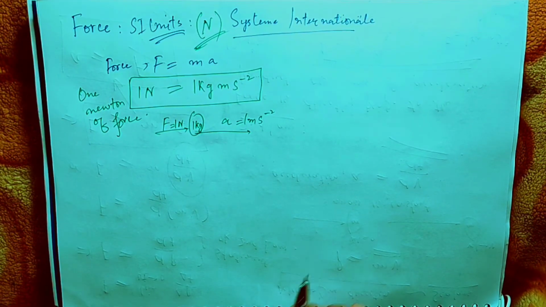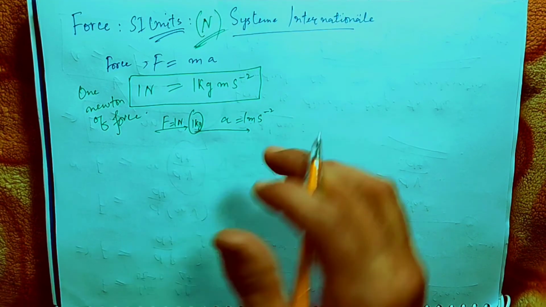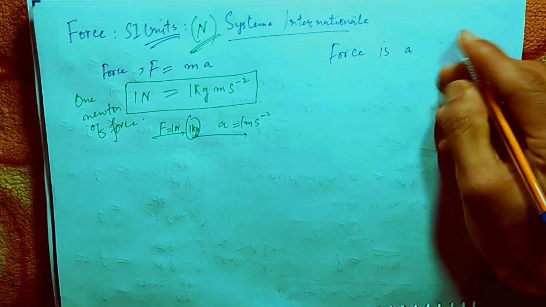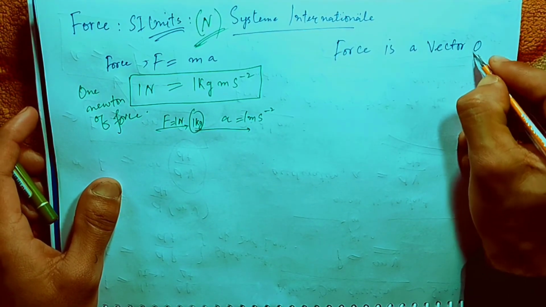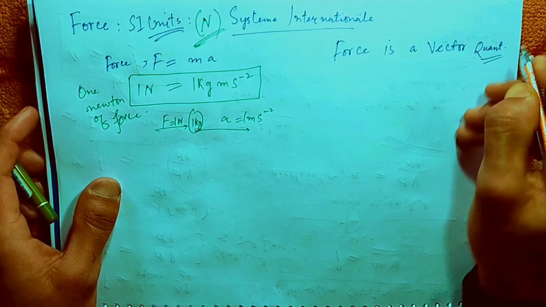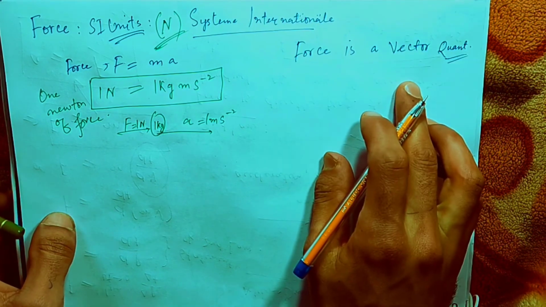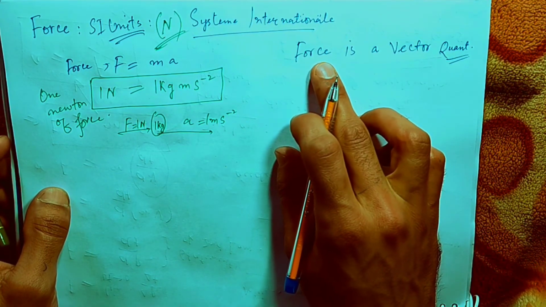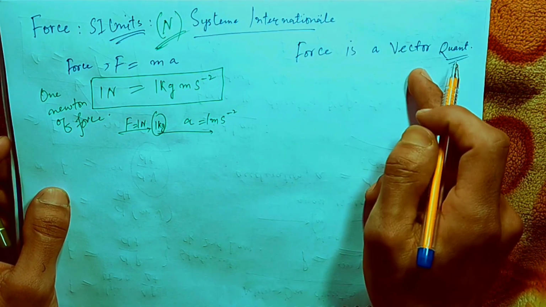Now, another thing I have told you earlier: I have denoted force here in terms of scalars, but actually force is a vector quantity. It's also a vector quantity. And I told you earlier that the direction of the change in momentum is actually given by the force applied. So that means it's a vector quantity.